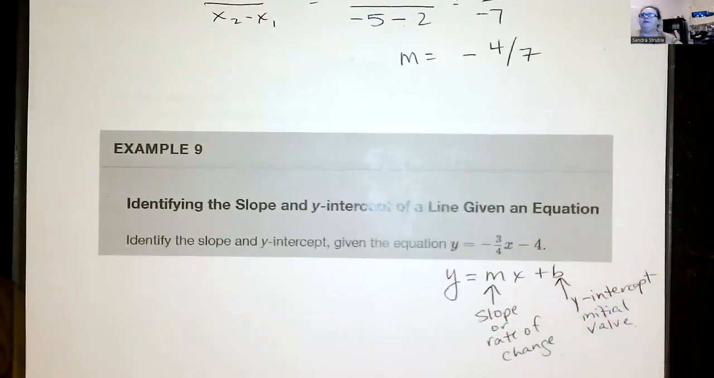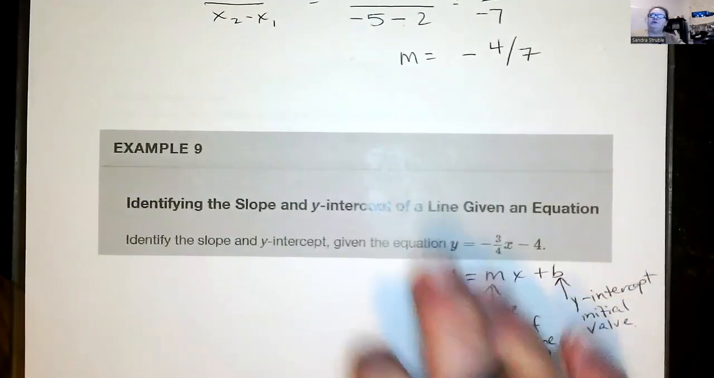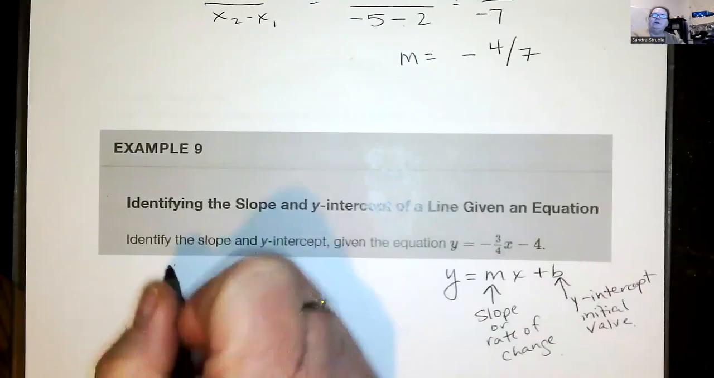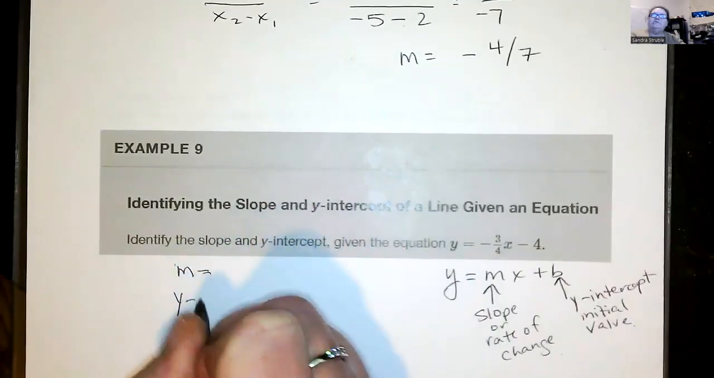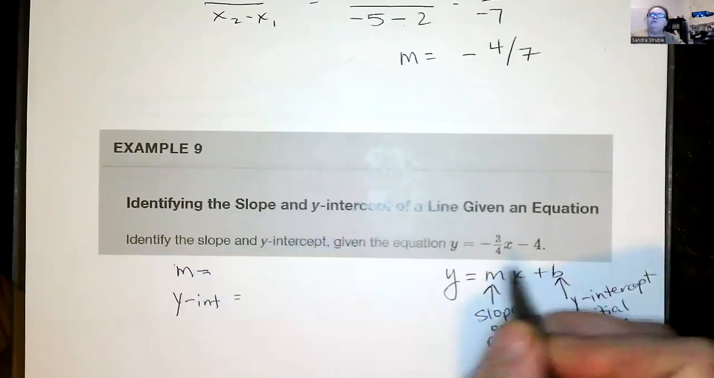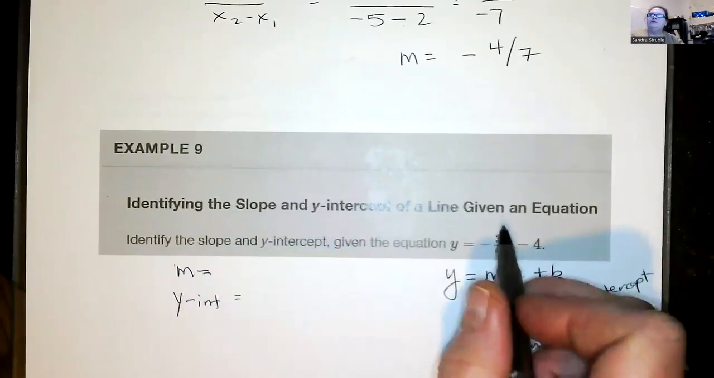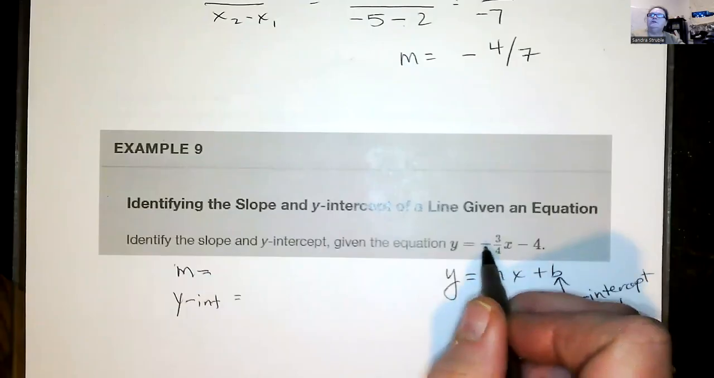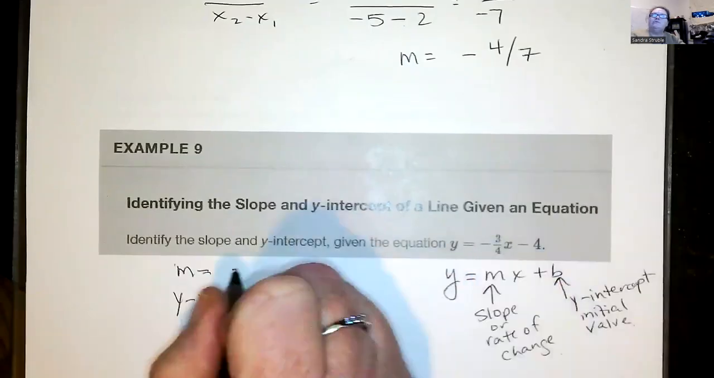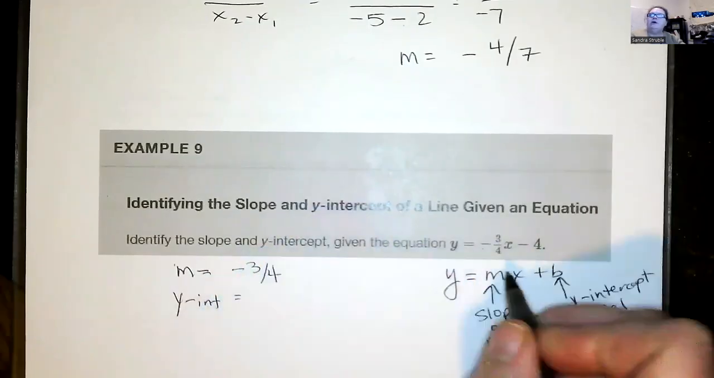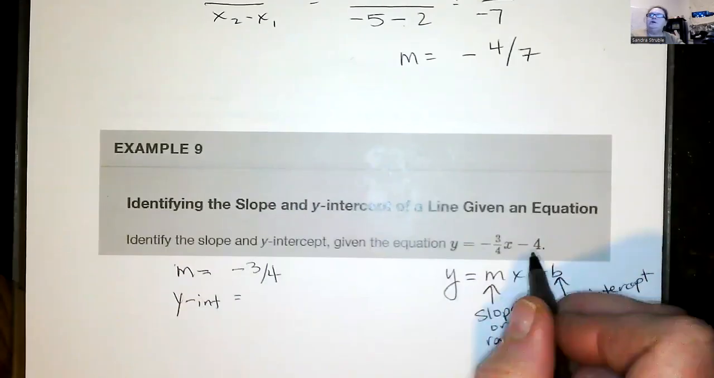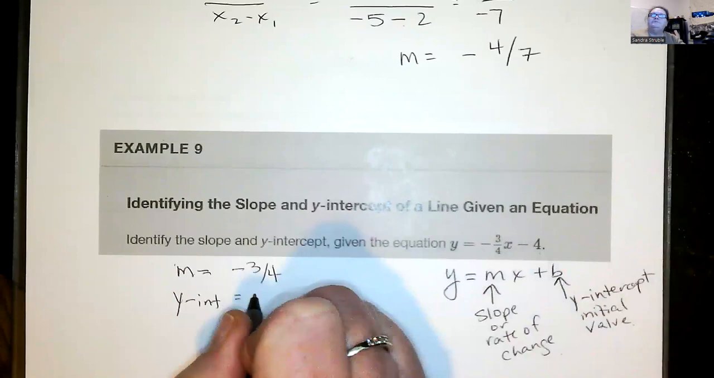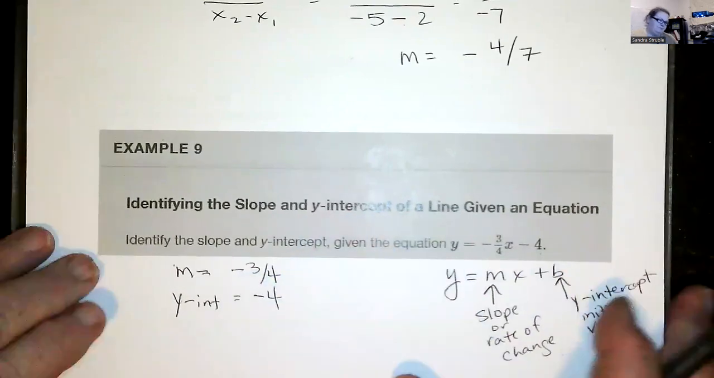Okay. All right, so let's see what these are. So we need to say what our slope is and what our y-intercept is. The slope is just the coefficient of x. It's the number in front of x. So it's the -3/4. And then the y-intercept is just your b. So it's -4. Boom, that's done.